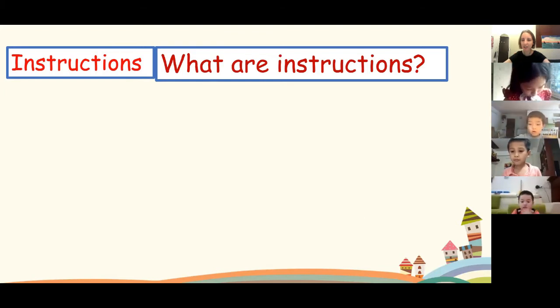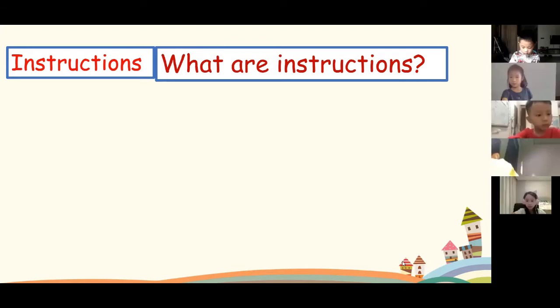What are instructions? Instruction is something you need when you are doing a thing or making a thing. Very good. Well done. You remembered so well. Instructions, remember, help us to make something or do something. Like, I want to make a pizza, so I have to search. Maybe I search on Google how to make a pizza. And then it tells me everything that I need and everything that I must do.